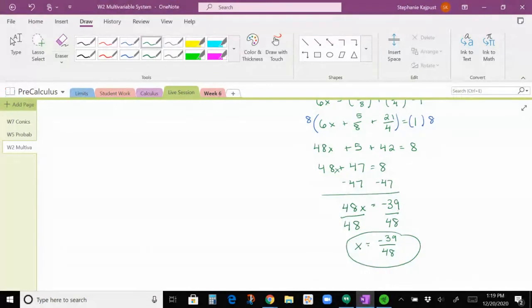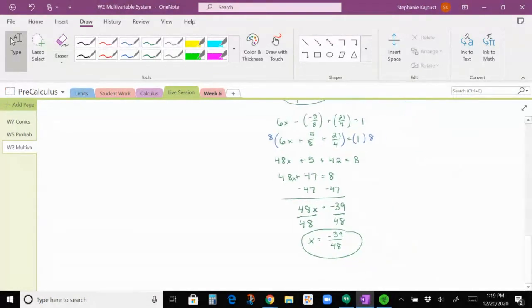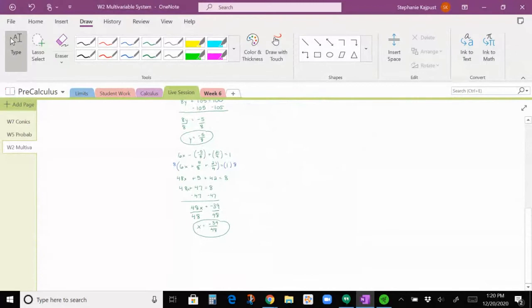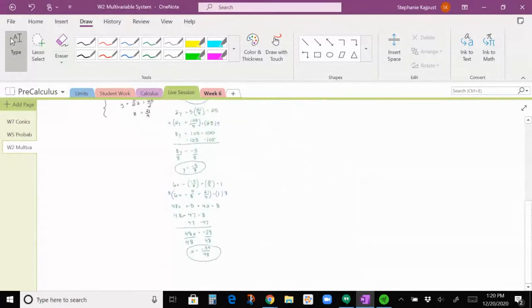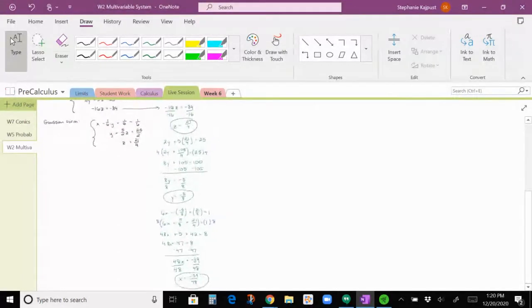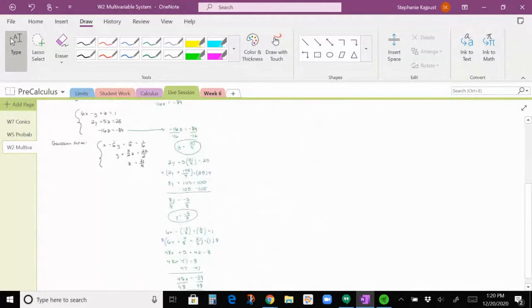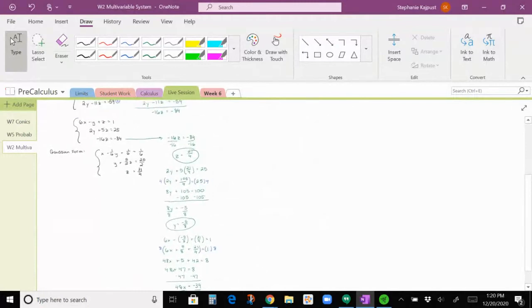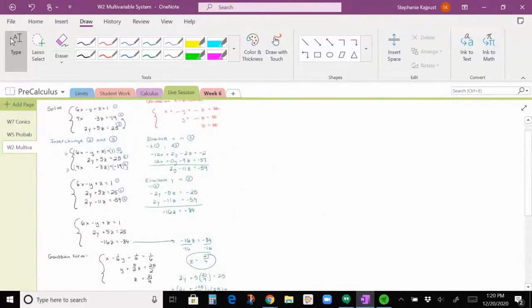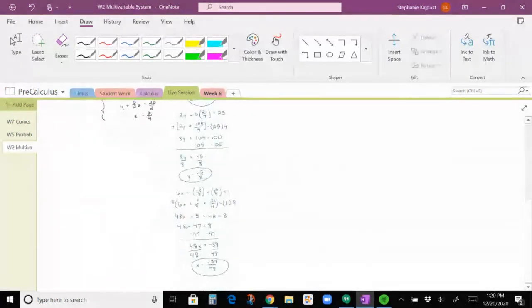So are there any questions so far on this solving? I know that there's a lot of steps, and these solving multivariable systems do take a lot of steps. If I try to zoom out to show every step, this could take like a whole piece of paper. I can't even get the whole thing.